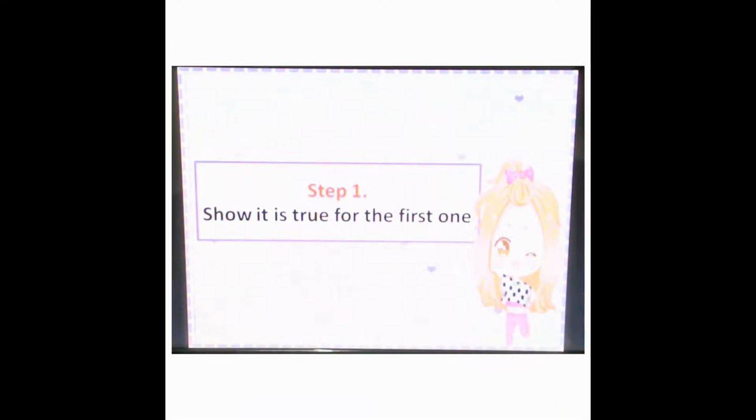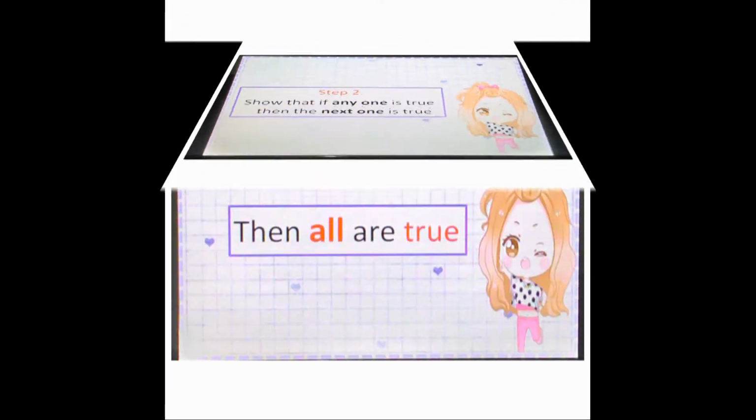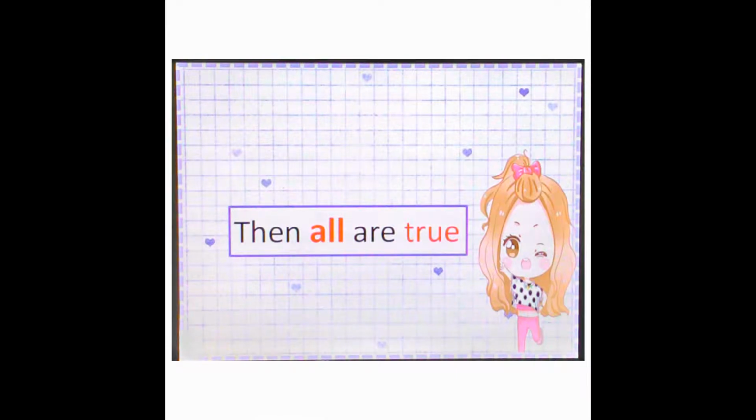Mathematical induction. Mathematical induction is a special way of proving things. It has only two steps. Step 1. Show it is true for the first one. Step 2. Show that if any one is true, then the next one is true. Then all are true.